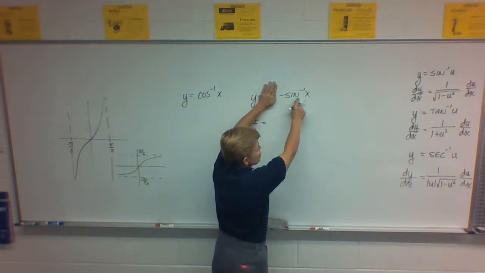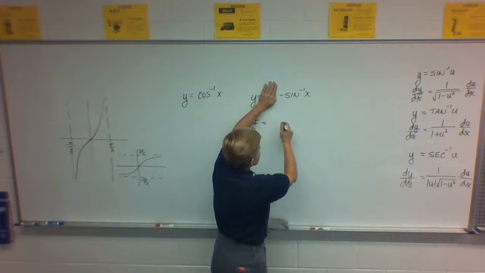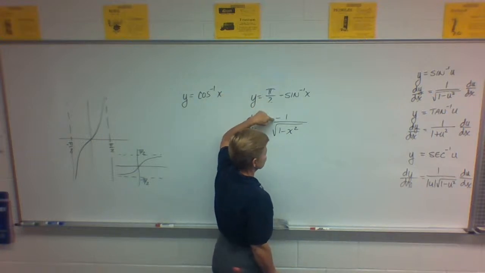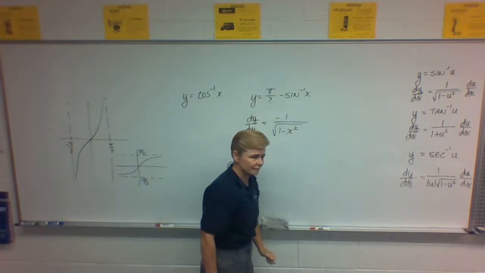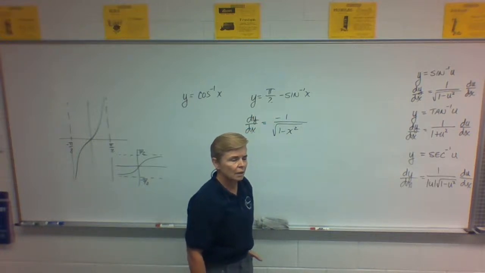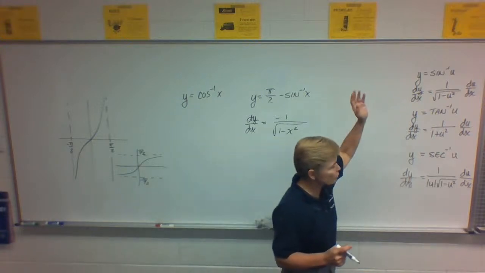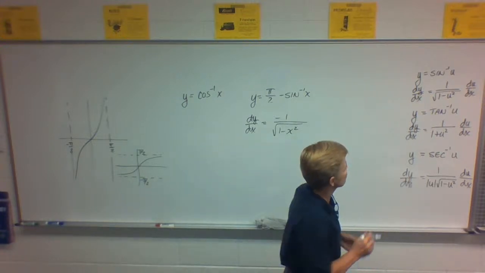times the derivative of this, which would be negative 1 over root 1 minus, since it's just x, it's just 1 minus x squared. So in other words, the derivative of inverse cosine is simply the opposite, meaning negative sign, of the derivative of inverse sine. Oh, that is so simple. And that's true of all the cofunctions. That's the reason why these three are the only ones really necessary.